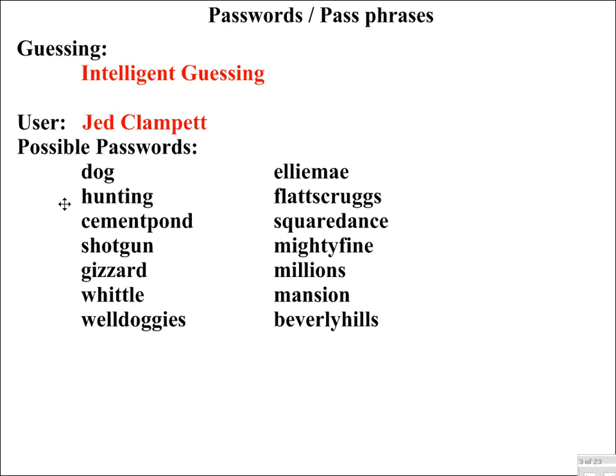So dog, hunting, cement pond, shotgun, well doggies. Maybe his favorite band, maybe what he likes to do, maybe where he lives, anything that can be related to him. Specifically, family winds up being a really good candidate for passwords. Ellie Mae, he could use Ellie Mae's birthday. If he had any more kids, he could combine her birthday with another kid's birthday. Any kind of combination, the year they were born, the year he was born. He might even use something like a social security number, either Ellie Mae's, his own, or something like that.